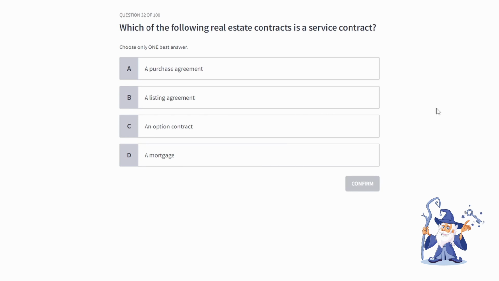Okay, next question, 32. Which of the following real estate contracts is a service contract? And it gives us 4 options. A, a purchase agreement. B, a listing agreement. C, an option contract. Or D, a mortgage. So go ahead and think that one over.